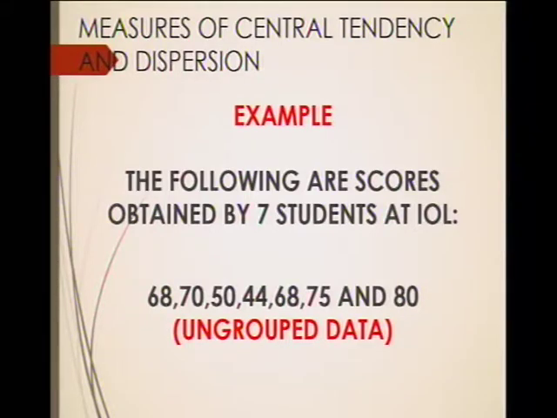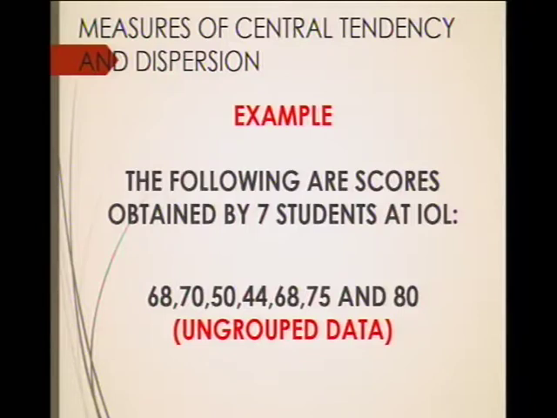In measures of central tendency, we want to find one value that will describe the data. But for dispersion, we want to know how dispersed the data set is. For example, we have the scores of 7 students at IOL, and below you can see it's written ungrouped data. It's ungrouped because nothing was done to the data. The data was not grouped together, so it's just raw.